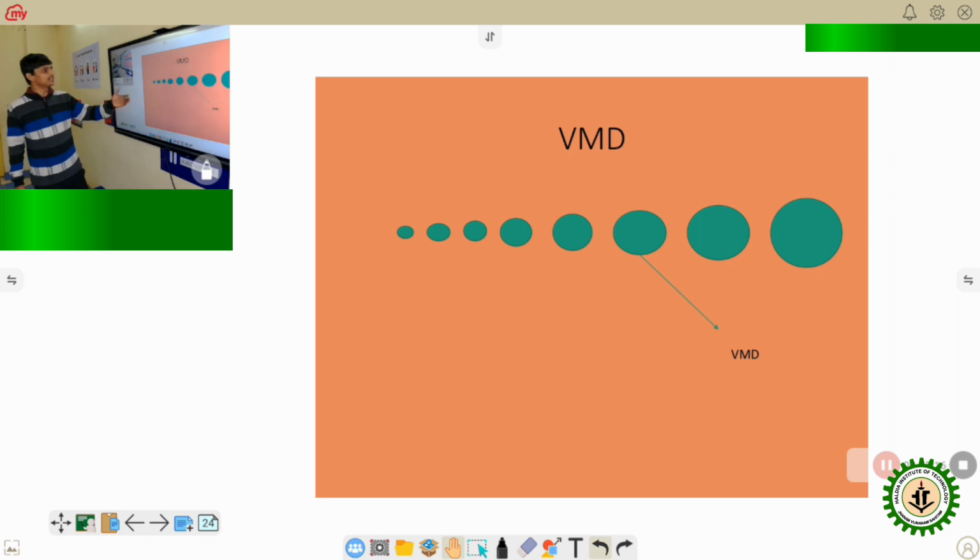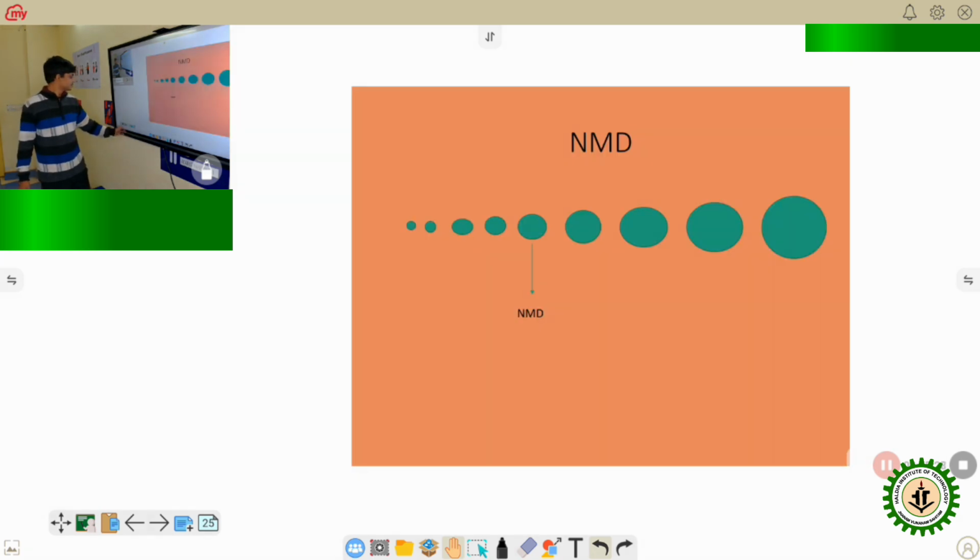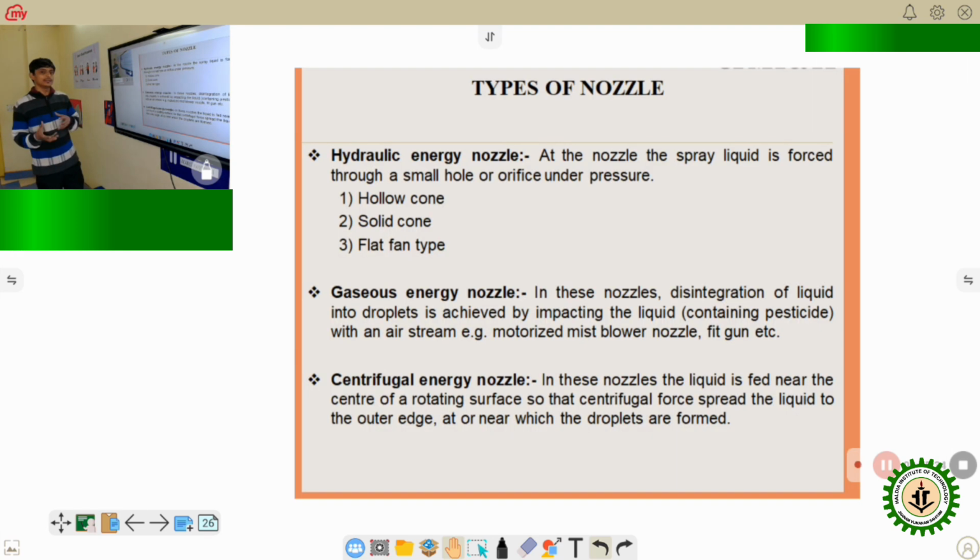So here it is presenting the actual median diameter we are taking. This one is presenting the VMD, and this one is presenting the NMD. So we can easily understand this VMD and NMD.